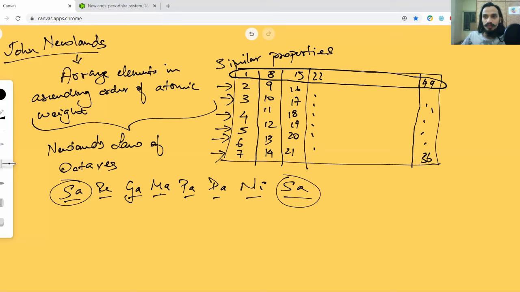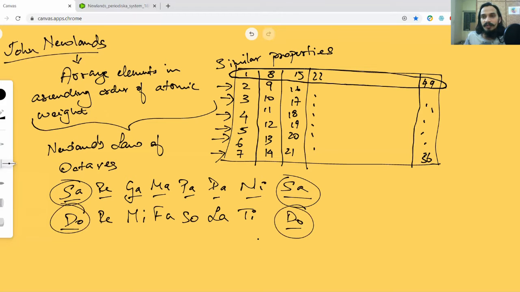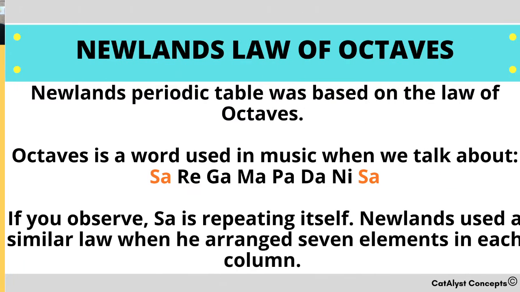In English music, it's a different set of notes: do, re, mi, fa, so, la, ti, and do. I think that's their note. So over here also it's pretty much the same. The eighth and the first one will repeat. So he says that this repetition is also there in elements. According to that, he grouped them according to ascending order of atomic weight, starting with hydrogen, which is the lightest. Then he just kept repeating.